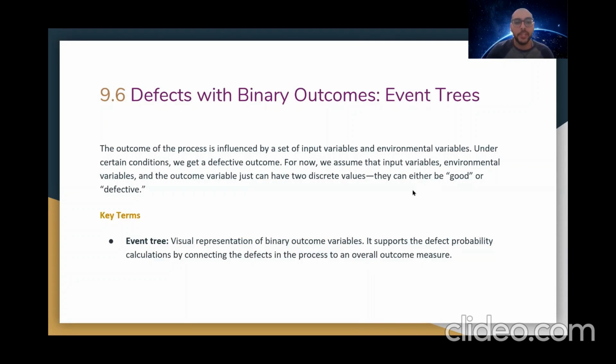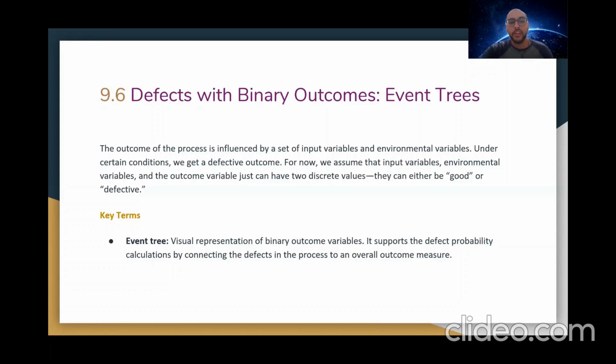And that basically means we're just going to be focusing on two outcomes in all the examples that we're going to be doing. It could be either good or defective, and in other cases, it could be on and off. And this analysis is used in many other areas. It basically analyzes all possible outcomes of certain processes.